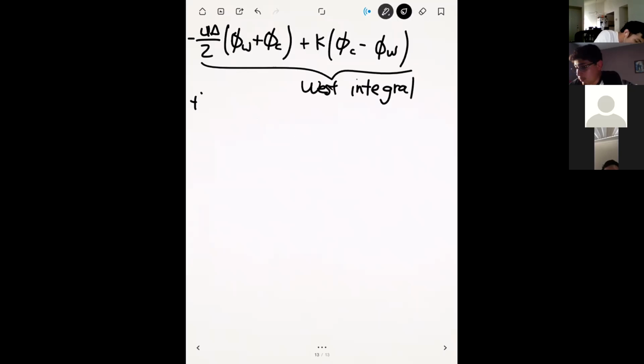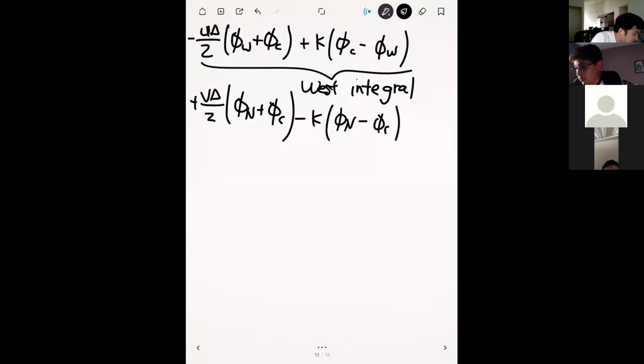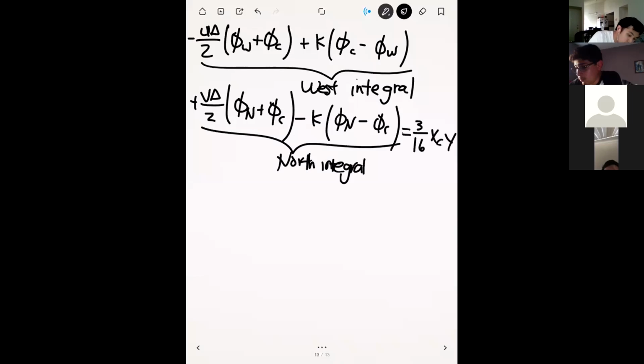And then finally, we have the north integral. So that's plus v delta divided by 2 times phi sub n plus phi sub c, minus k times phi sub n minus phi sub c. And all this is equal to our source term, so it's going to be 3 over 16 x c y c. Now that we've added all our integrals together, we can plug in for all of our parameter values and simplify it.